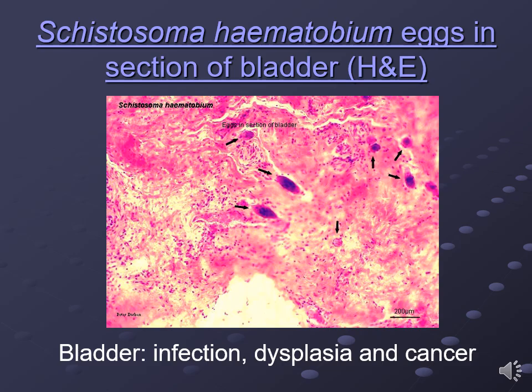And this is a section of the urinary bladder. We can see the eggs of Schistosoma haematobium, and we can also notice the multiple nuclei of white blood cells to reflect inflammation as well.